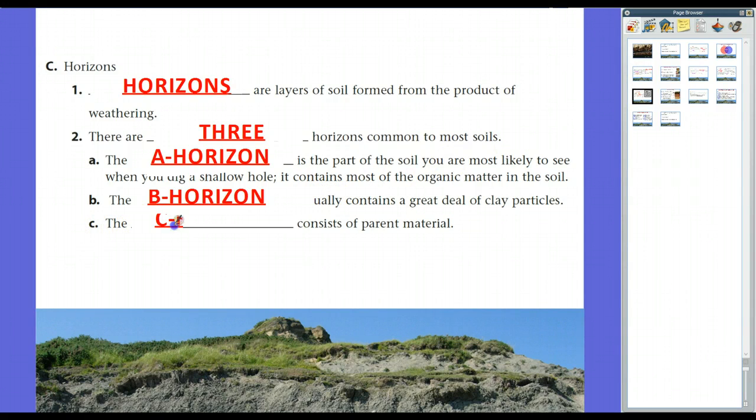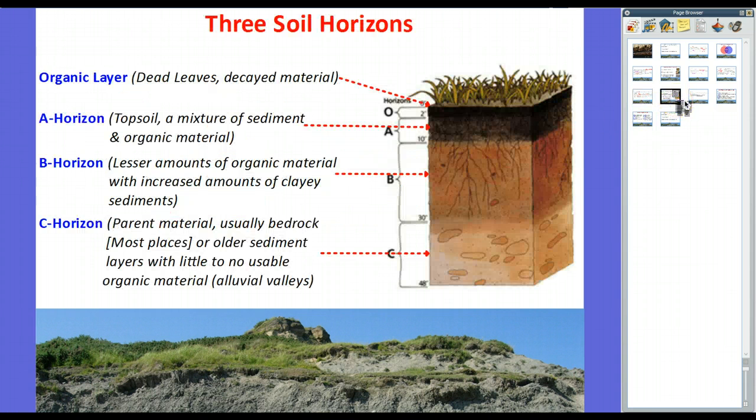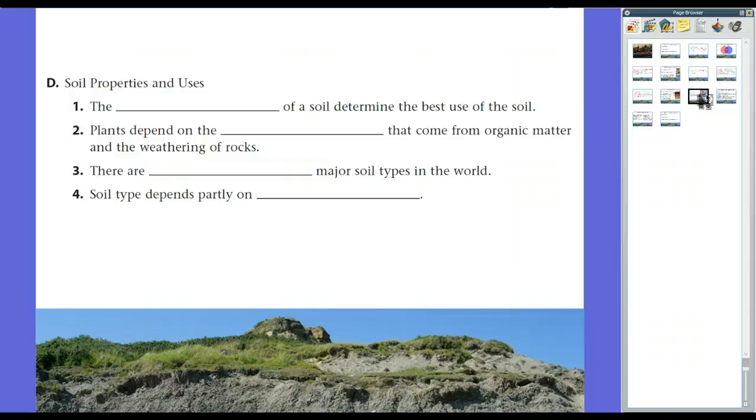Finally is your C horizon. The C horizon consists of parent material. Outside of river valleys, that's usually when you run into rock, the bedrock. Here in South Louisiana, that's where you have older silts that don't have a lot of organic material. The important thing about the C horizon is it has little to no usable organic material in it at all. So the highest amount of organic material is in the A horizon. Lesser amounts, but growing in clay, usually will be your B horizon, and your C horizon is the bedrock or inorganic sediments. Okay, so let's start wrapping things up and talk about soil properties.